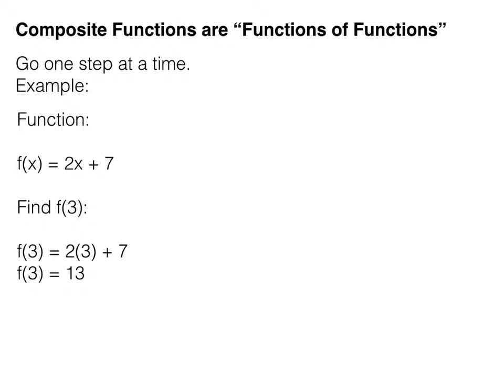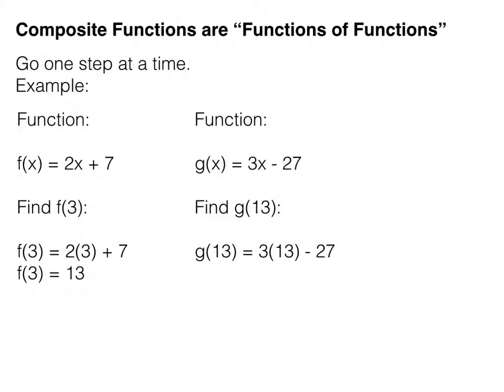No problem. Let's look at another function, g of x. g of x is equal to 3x minus 27. So we can try to find g of 13. Same idea. Instead of x, we write 13. So g of 13 is 3 times 13 minus 27, which gets us 12. So g of 13 is 12. We got that by plugging in 13 instead of x.